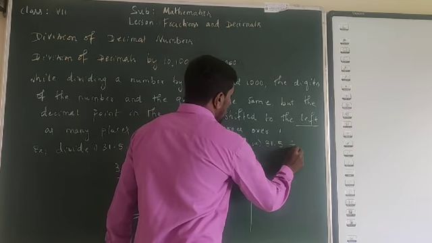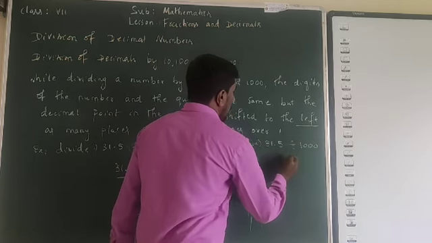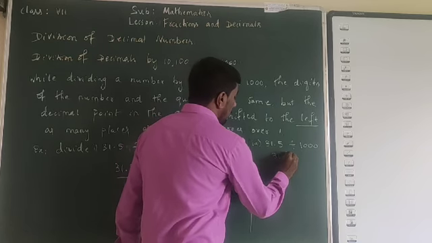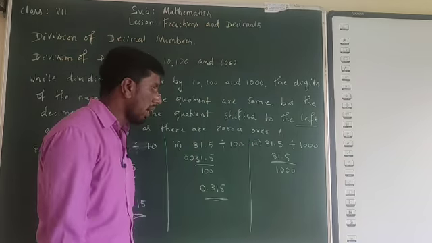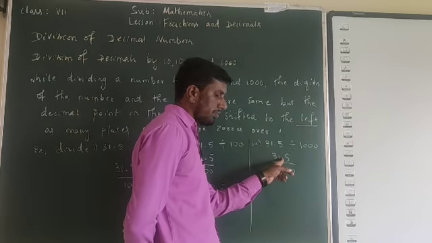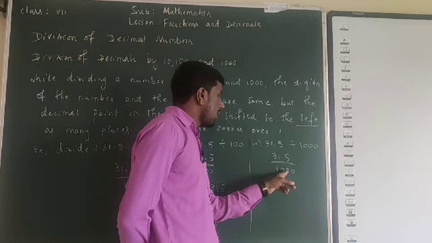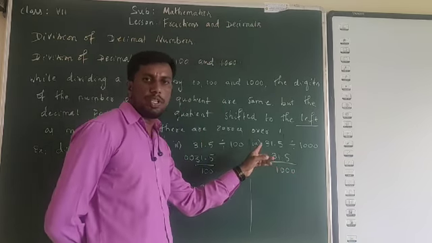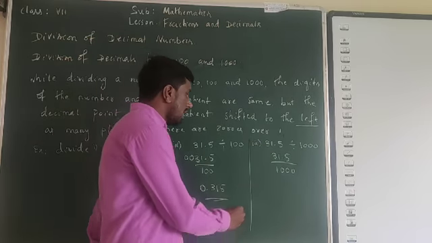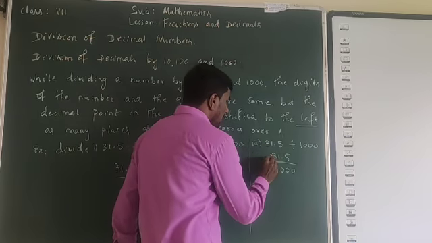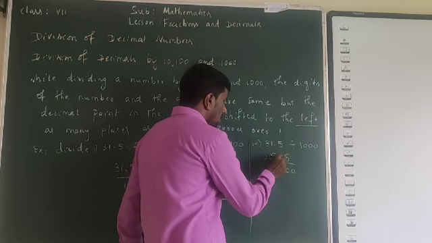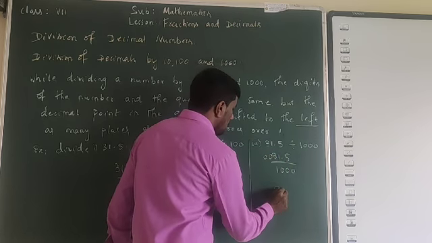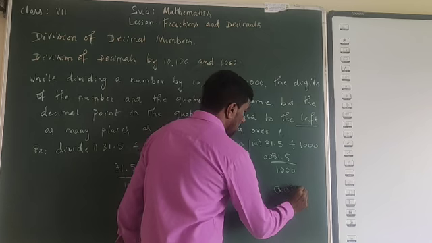31.5 divided by 1000. So how many places? How many zeros do we have? 3 zeros, so the decimal point should be shifted 3 places to the left side. Before the number we will write 2 zeros. By default the decimal point is here: 1, 2, 3. So it is 0.0315.